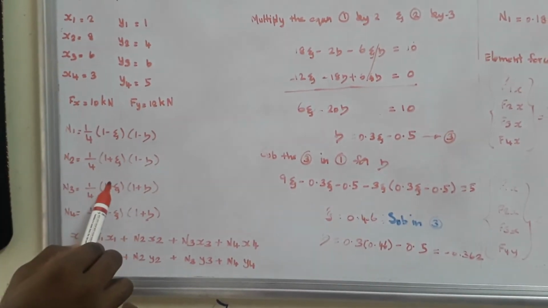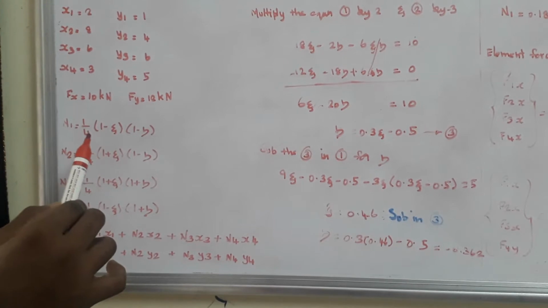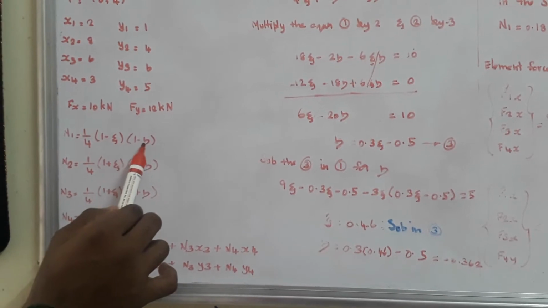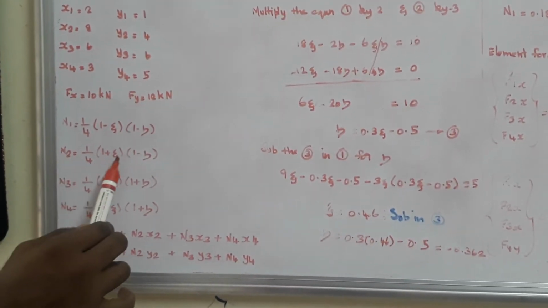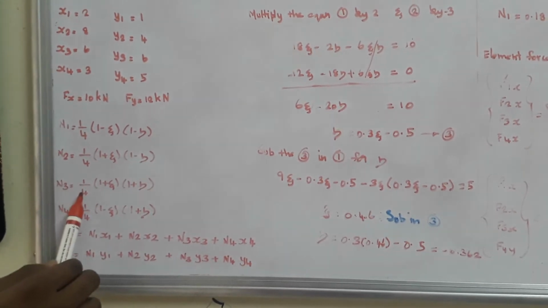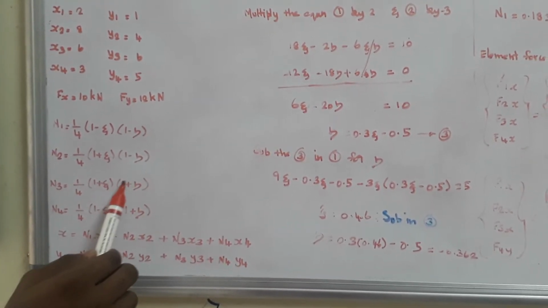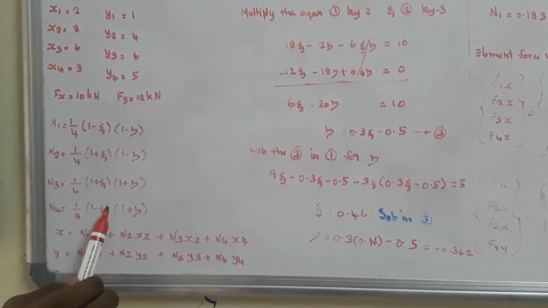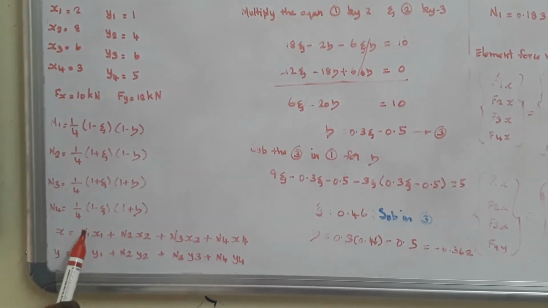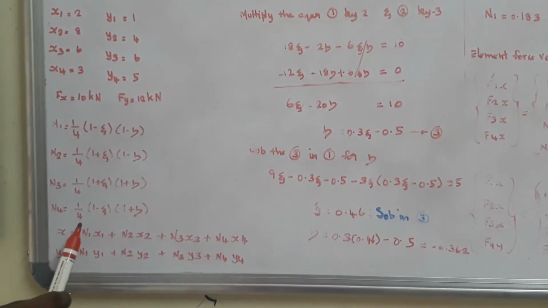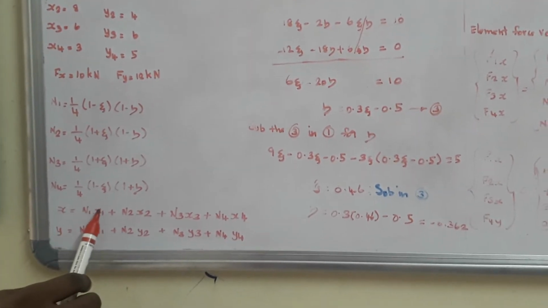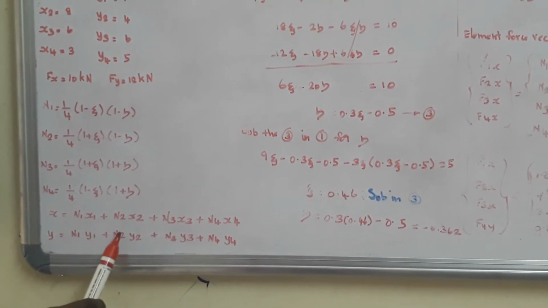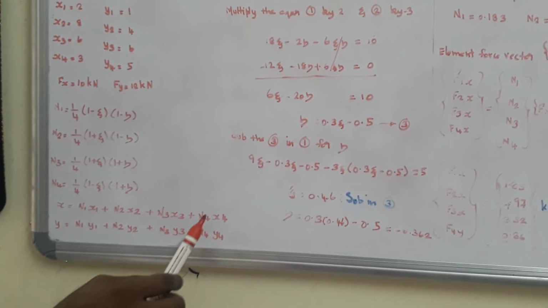Then immediately we have to write the shape functions of a 4-nodal quadrilateral isoparametric element. N1 is equal to 1 by 4, (1 minus epsilon) into (1 minus eta), and N2 is equal to 1 by 4, (1 plus epsilon) into (1 minus eta), and N3 is equal to 1 by 4, (1 plus epsilon) into (1 plus eta), and N4 is equal to 1 by 4, (1 minus epsilon) into (1 plus eta). And this is the Cartesian coordinates for the isoparametric quadrilateral 4-nodal element. x is equal to N1 x1 plus N2 x2 plus N3 x3 plus N4 x4, y is equal to N1 y1 plus N2 y2 plus N3 y3 plus N4 y4.